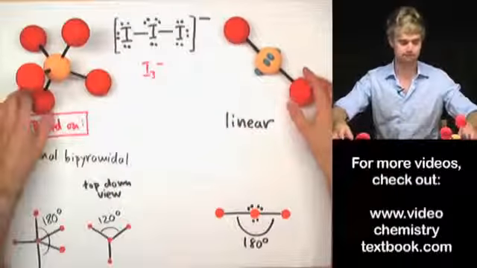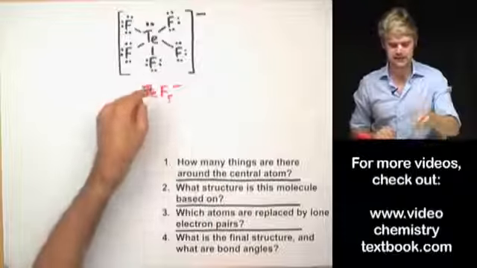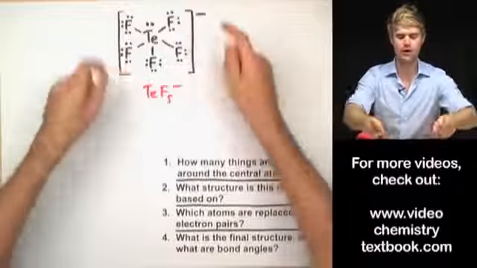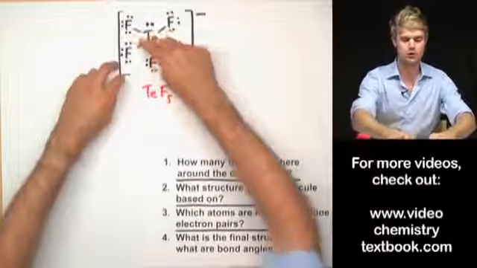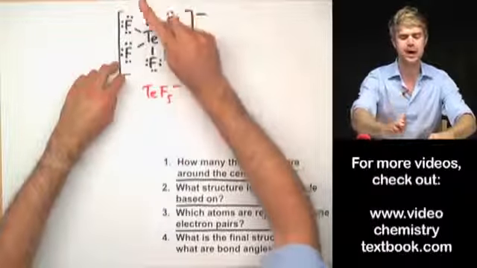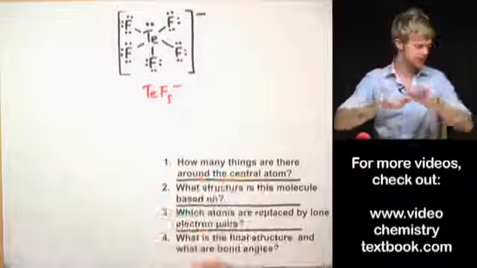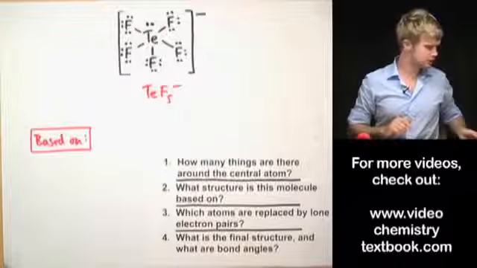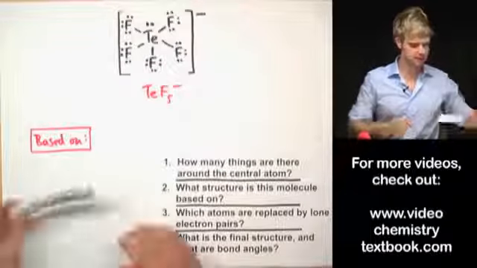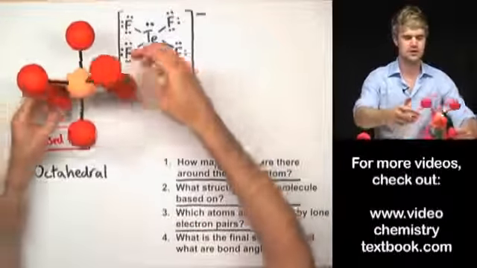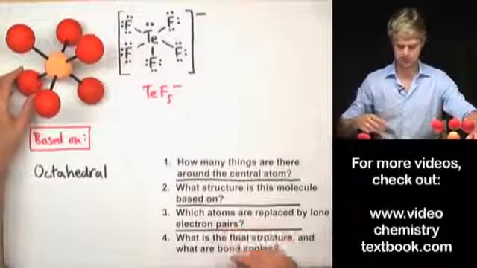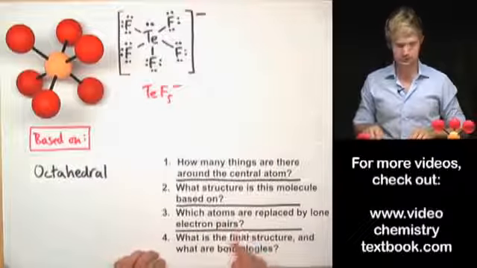Last one, TeF5, and the whole thing has a negative charge. How many things are around the central atom? 1, 2, 3, 4, 5 bonds, and 1 lone electron pair, 6 things total. So that means that the structure of this is going to be based on the octahedral molecule, which is this right here, octahedral. Which atoms are replaced by lone electron pairs?